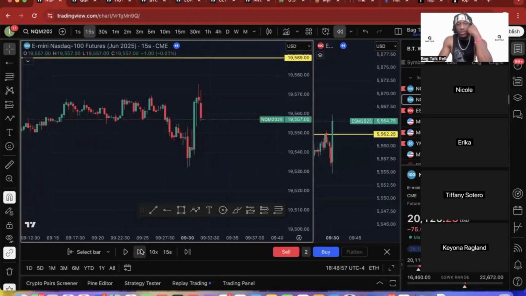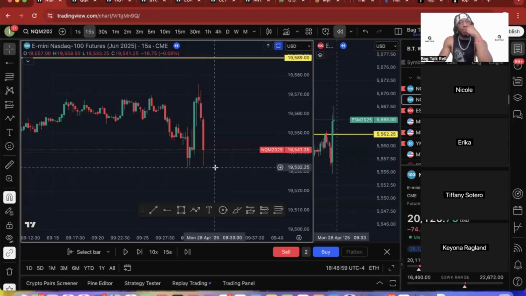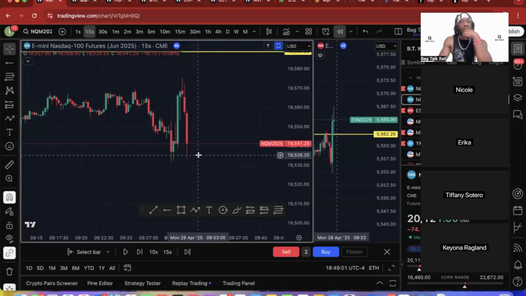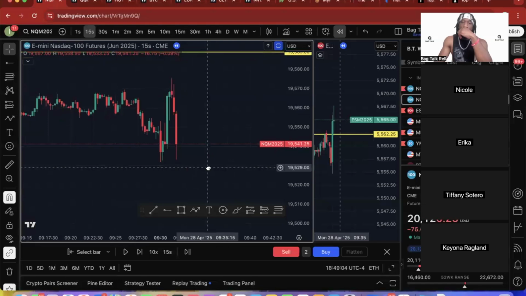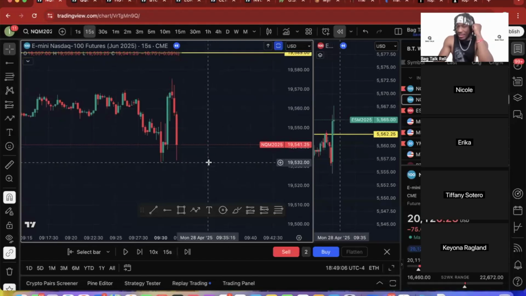All right, let's see. Are we starting to go bearish? I don't know. Oh, snap. This looks like the beginning of a bearish fair value gap. Yo, you know what? Why not? It's a low risk play.